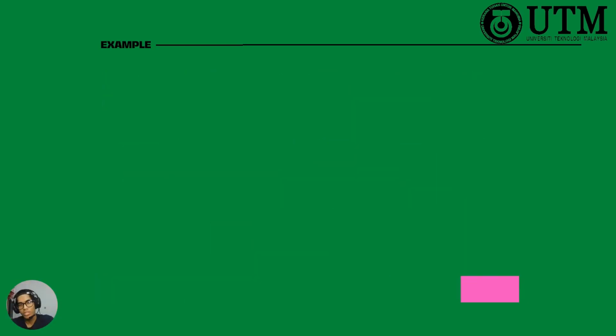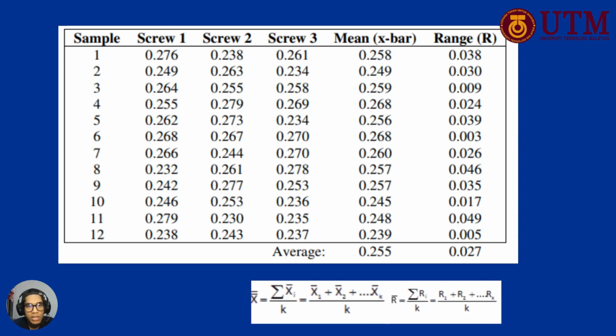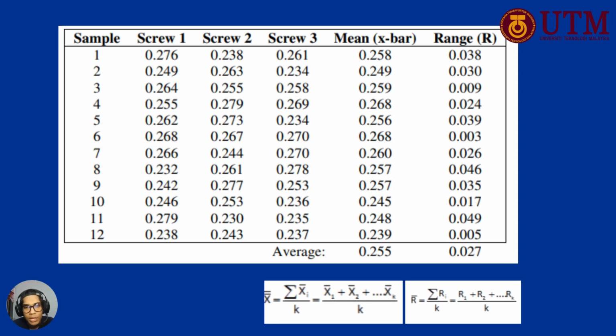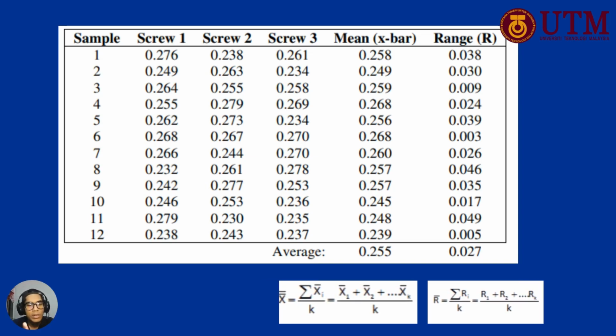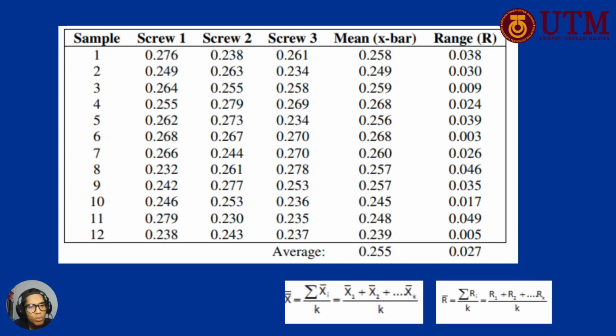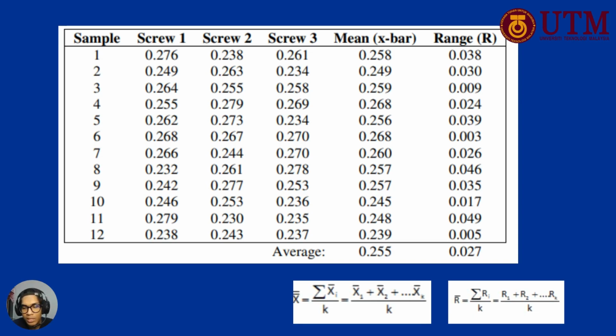So let's proceed. For the first slide, it shows a set of data where, as you can see, there are only 3 samples in each subgroup. The number of subgroups can be less than 10. From this table, we can see we have 12 subgroups. The objective of this slide is to show you how to calculate the X double bar and R bar.